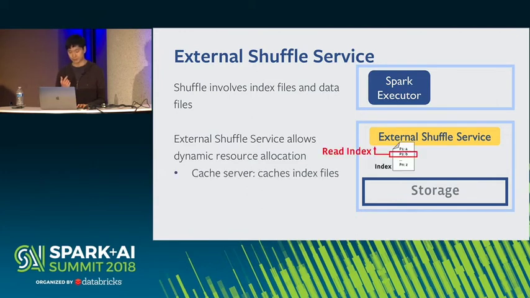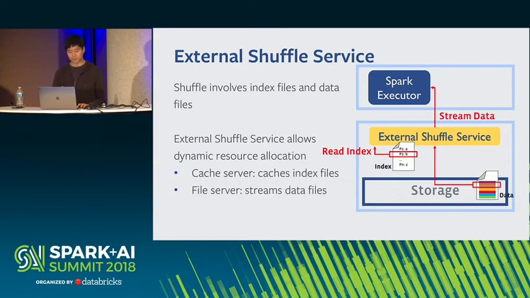What external shuffle service does is there's an external shuffle service on every node in your cluster. And anything that was written into storage as shuffle, it can serve as basically the file server. So it has two functions. One is that it acts as a cache server. If you recall these index files, they're pretty small files that will get read by every reducer. So the external shuffle service caches these, and then you don't have to do a disk read for every one of these.